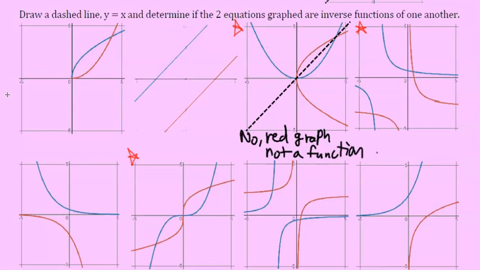So the red graph is not a function. Let's look at the next one. So we draw our line, and they look symmetrical, and they're also both functions. So we could just put yes. And then let's look at this one right here. I believe that one was also on the notes. That one is a yes.